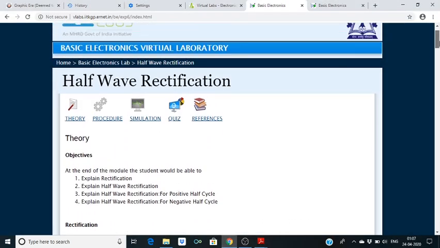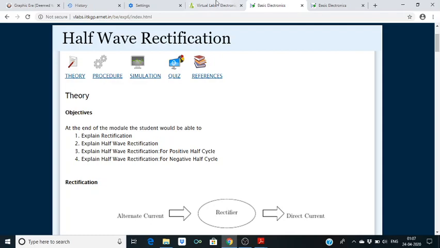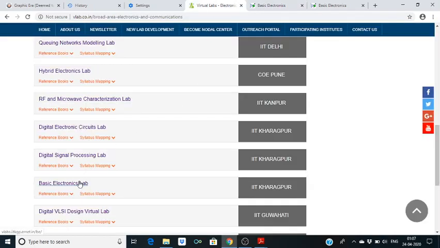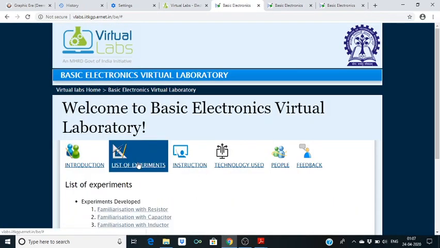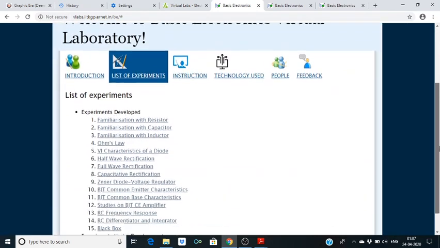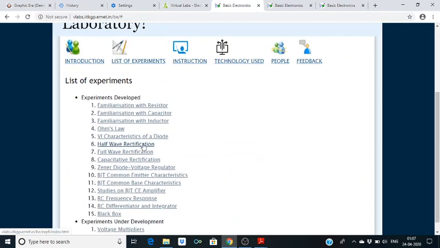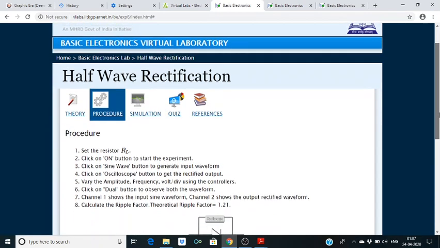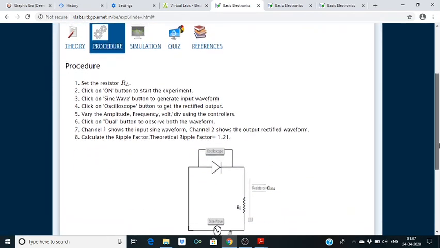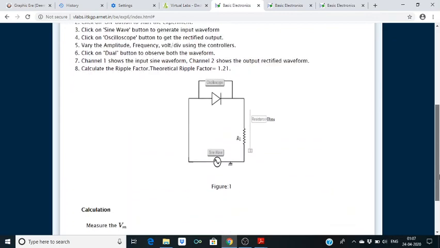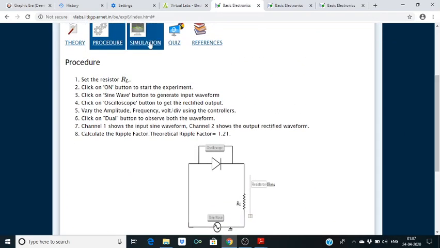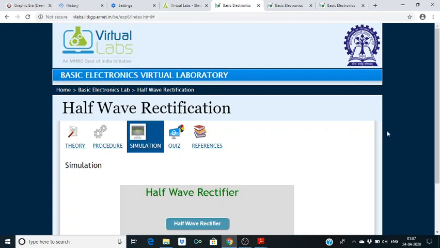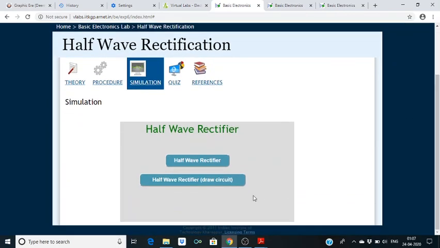Here, first of all, we will go for the one without the capacitive filter. So we will go to the half wave rectification theory, then this is the procedure. You can read the procedure from this section. So we will go to the simulation part. Now in the simulation part, we will go to the half wave rectifier.